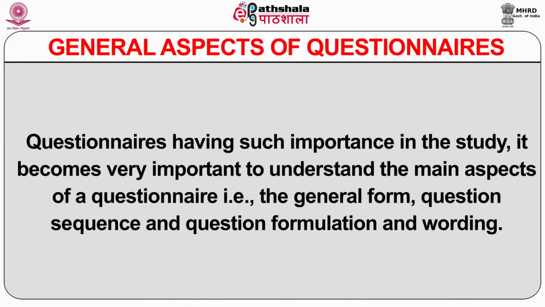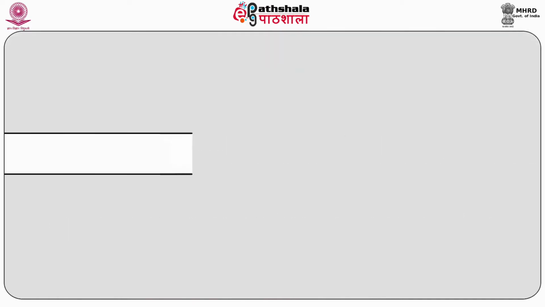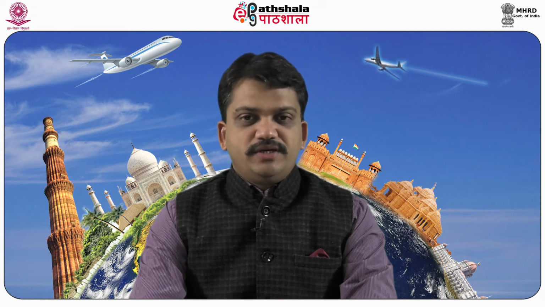Questionnaires having such importance in the study, it becomes very important to understand the main aspects of a questionnaire. That is, the general form, the question sequence, and question formulation and wording. Researchers should note the following with regard to these three main aspects of a questionnaire. Number 1, the general form. As far as the general form of any questionnaire is concerned, it can either be a structured or an unstructured one. A structured questionnaire is a questionnaire that includes questions that are definite, concrete, and predetermined.